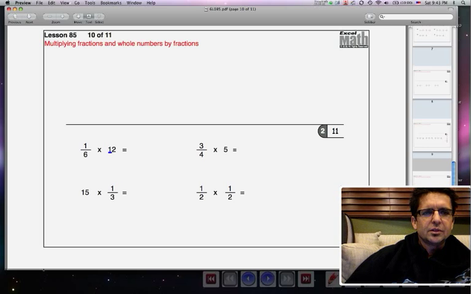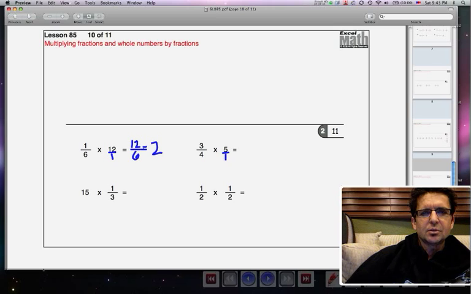So what we want to do for this first one here is change 12 into 12 over 1. Now I'm multiplying 1 times 12 is 12, and 6 times 1 is 6. 12/6 is a division problem. It's an improper fraction. That's equal to 2 because 6 goes into 12 2 times.